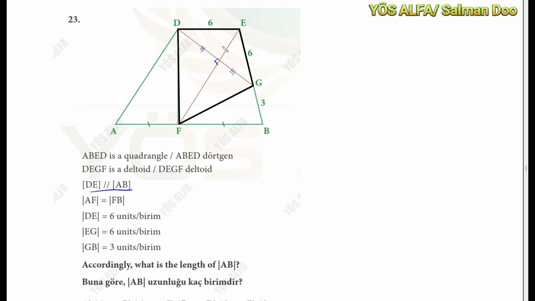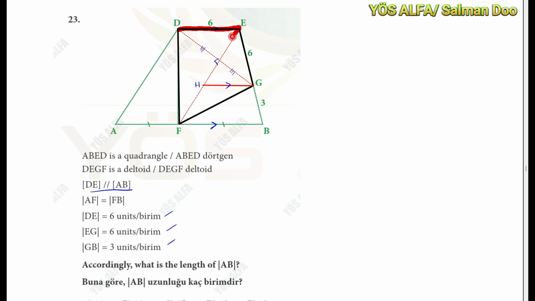DE is parallel to AB, and these three sides are given in the figure, 6, 6, and 3, and the side length AB is asked. Since the two parallel lines are given, we will try to make use of the concept of similarity of the triangles. Let's draw a line from G to this point H and let it be parallel to the two sides DE and FB. So now we have triangles that are similar to each other.